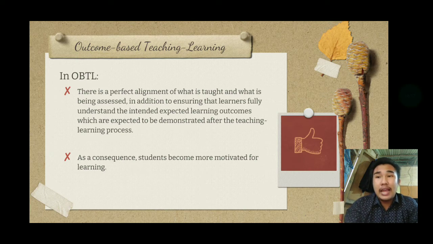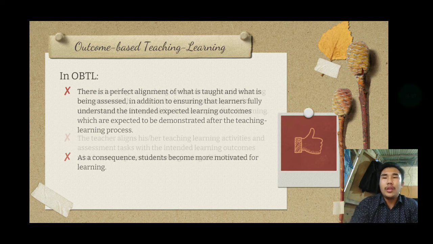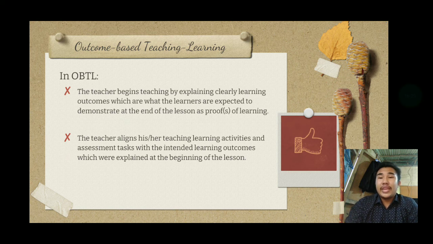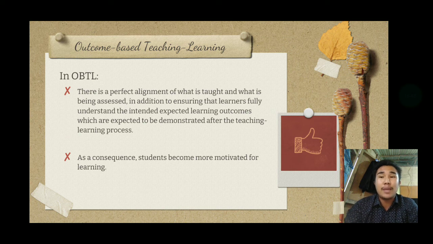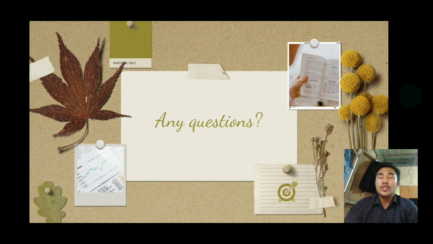And in OBTL, there is a perfect alignment of what is taught and what is being assessed. Teachers begin teaching by explaining clearly learning outcomes, and the teacher aligns his or her teaching learning activities to intended learning outcomes which were explained at the beginning of the lesson. As a consequence, students become more motivated and more adaptable for learning as they understand more of a certain topic being discussed or tackled. So are there any questions?